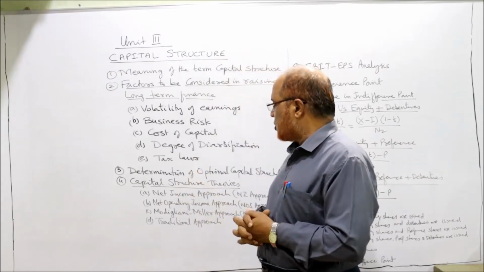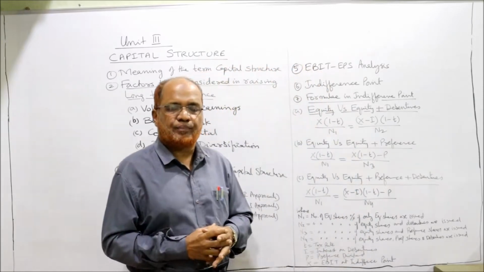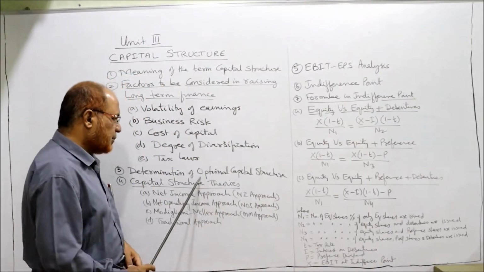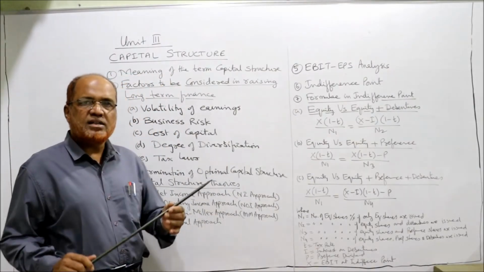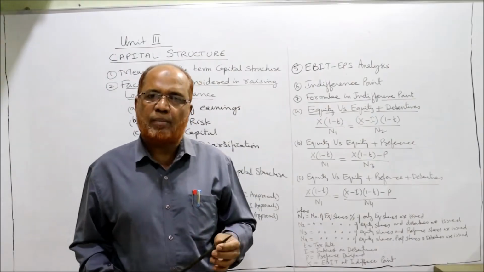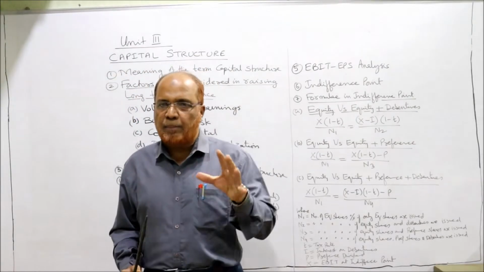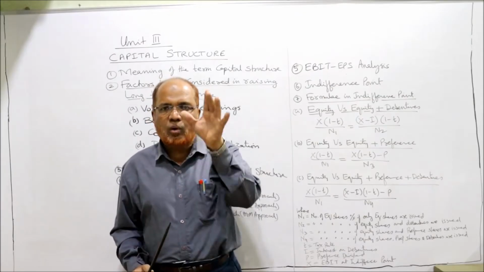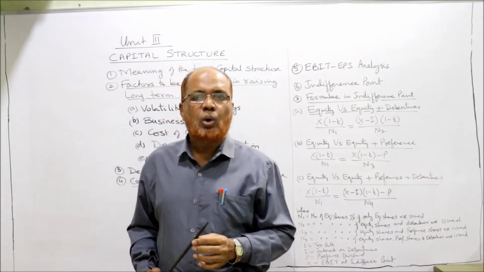Next is determination of optimum capital structure. What is an optimal capital structure? A capital structure which maximizes the market price of the share. A capital structure where the overall cost of capital will be the lowest.